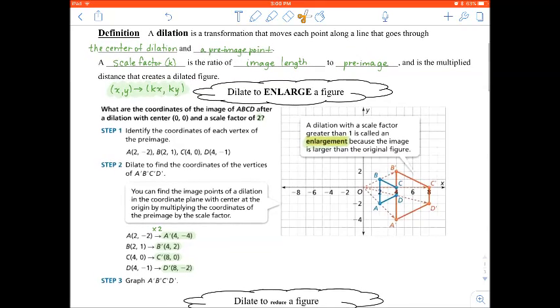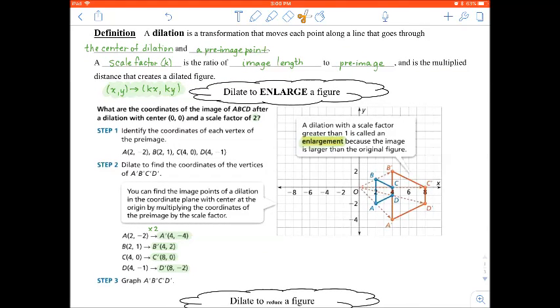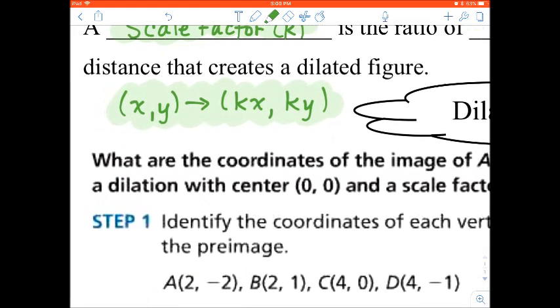And then specifically, we're talking about getting a bigger image or a smaller image. And the scale factor is what helps us to determine how that looks. It's the ratio of the image length to the pre-image length. That's the multiplied distance that creates a dilated figure. So in terms of a rule, we have that ordered pair x comma y goes to a new ordered pair where the k is multiplied to the x and the y to make bigger coordinates or smaller coordinates depending on the transformation.